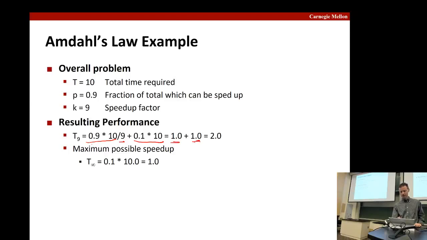So it takes one time unit to run the parallel part, one time unit to run the sequential part, and so the end result is 2. So you only sped up by a factor of 5. You lost almost half your speedup because of that 10% of things you couldn't speed up. And in fact, the maximum possible speedup in this case is 10.